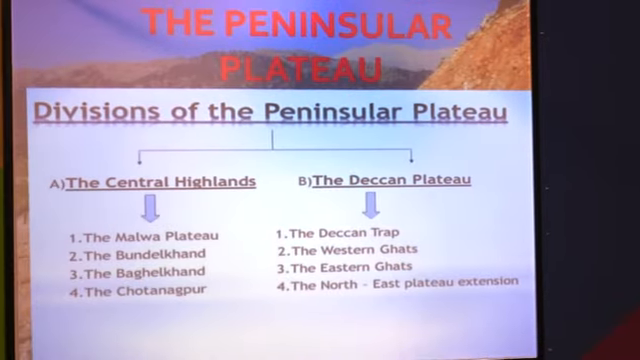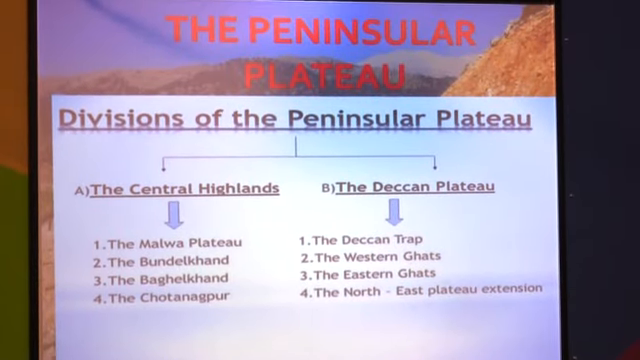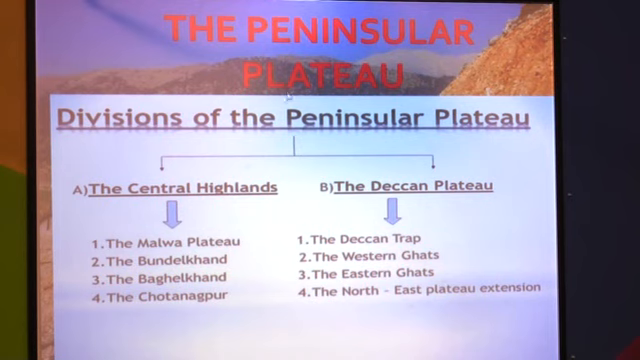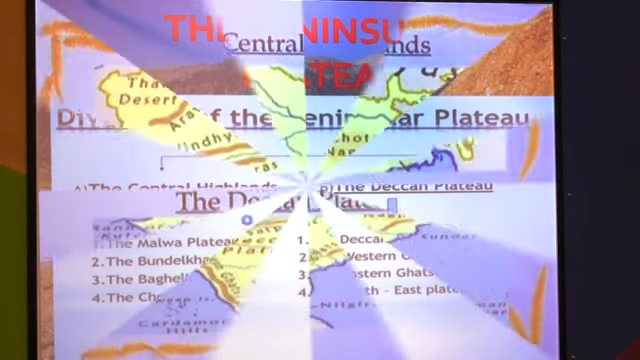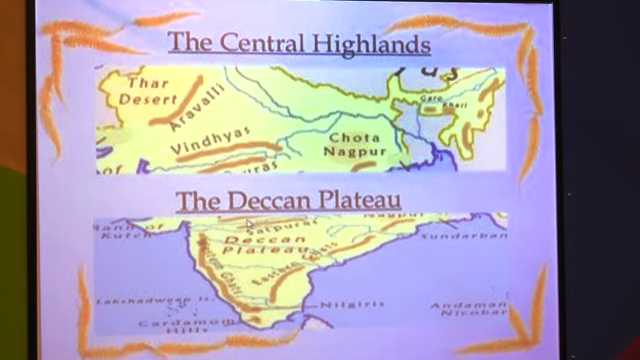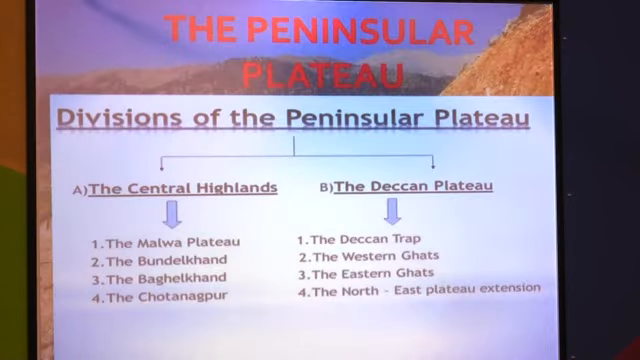See students, the peninsular plateau is broadly divided into two zones. First is the central highland, which we have just seen, the upper portion, and second is the Deccan plateau. So see here also, in the northern part, central highland, there are four highlands: Malwa plateau, Bundelkhand, Baghelkhand and Chota Nagpur. This central highland is made from these four sections. First will come the Malwa plateau, next Bundelkhand, then Baghelkhand and Chota Nagpur. These are the four common plateaus on the central highland.